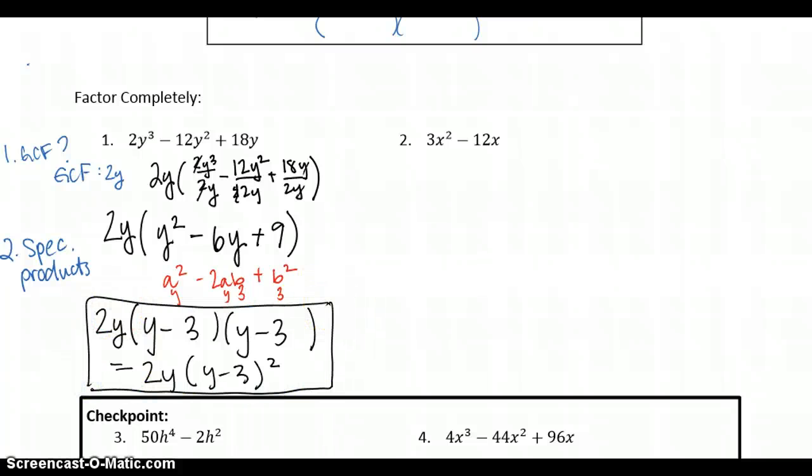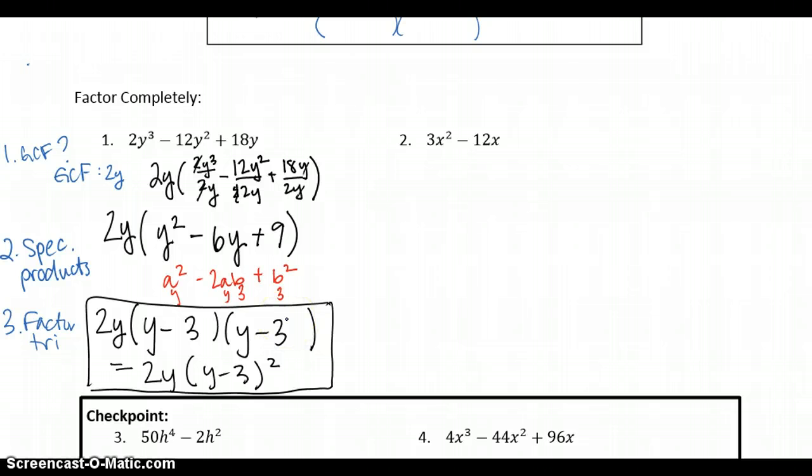Now, do we have any trinomials left that we can factor? No, we don't. So we're done with all 3 steps. But on this one, if you couldn't have found the special product rule, you still could have factored this into 2 binomials just by using the guess and check method with the parentheses.